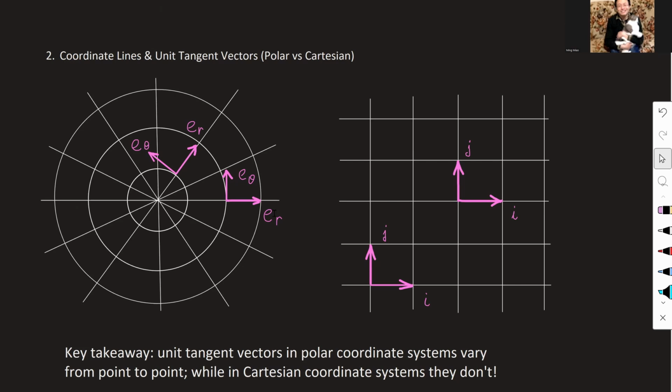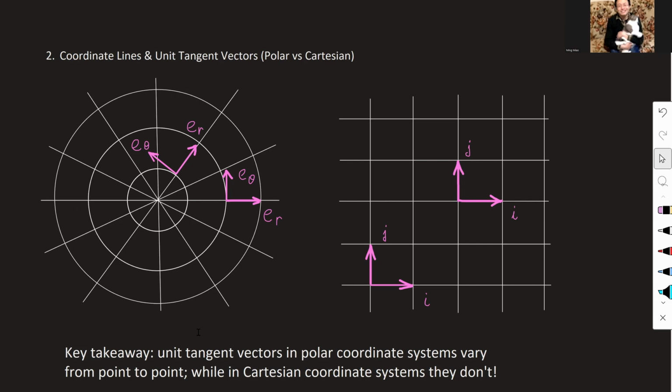Of course, we can construct e_r and e_theta at any given point. So for example, I've drawn two sets of e_r and e_theta at two different points in the polar coordinates. The same concept can be applied to Cartesian coordinates. And the situation is actually a lot simpler, as the unit tangent vectors are just the usual i and j vectors. If we compare these two pictures, we have the following key takeaway.